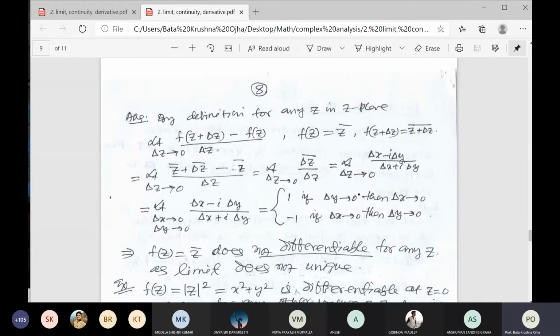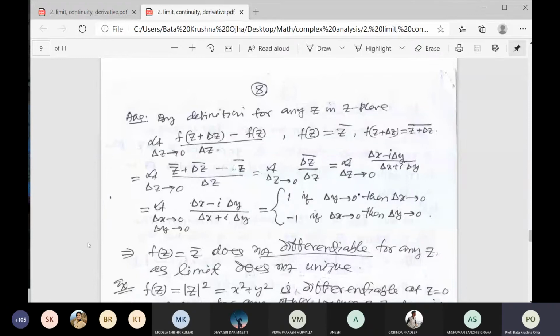So, when this limit is either 1 or -1, as del x tends to 0 and del y tends to 0, then the limit is 1 and -1. Since the limit is not unique, therefore f, that is the function z bar, is not differentiable at any z. So now we come to the second question.